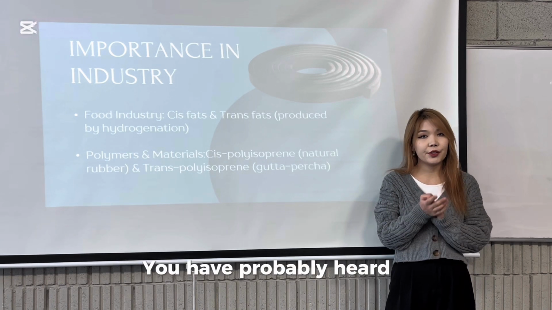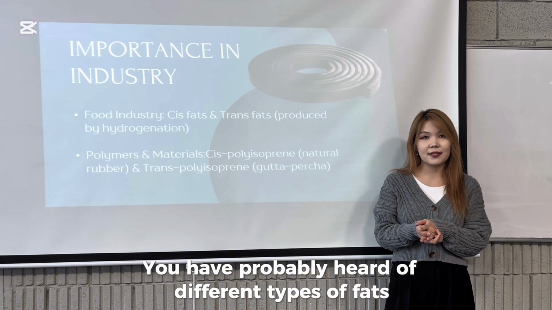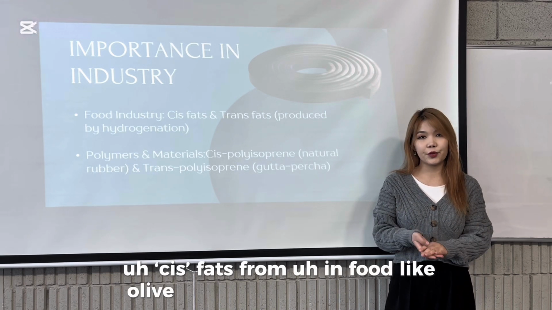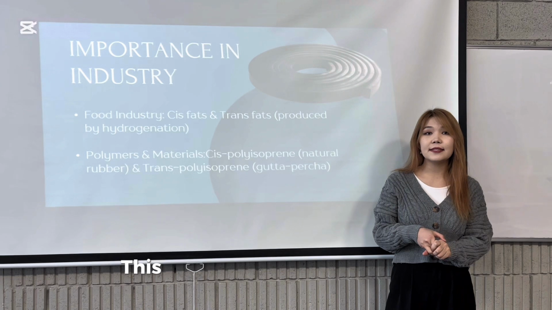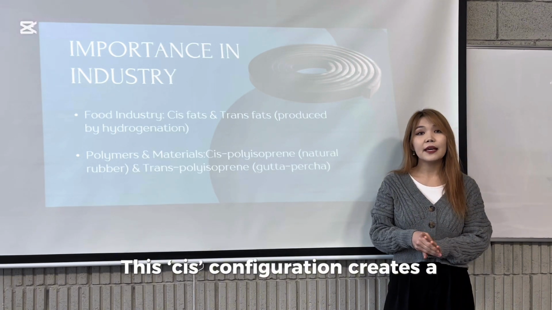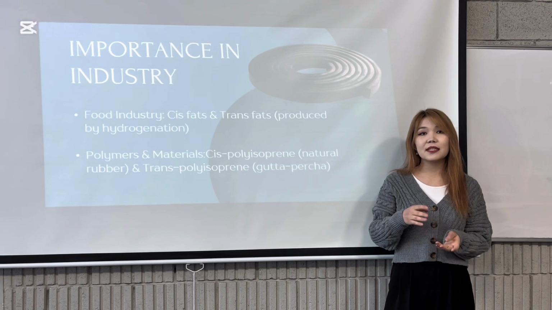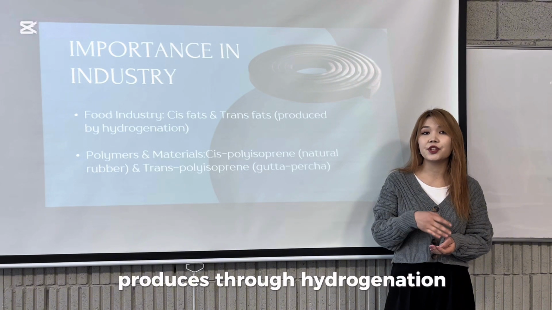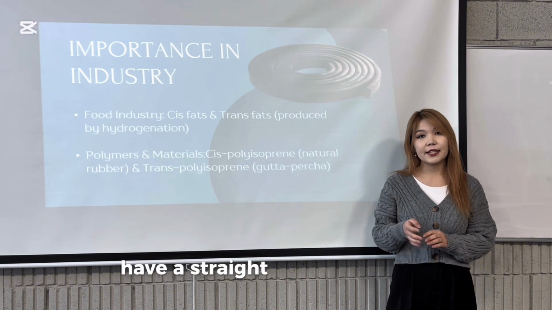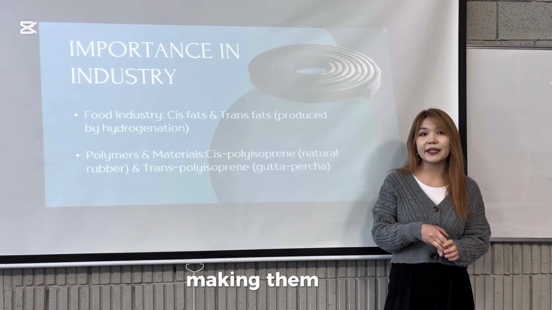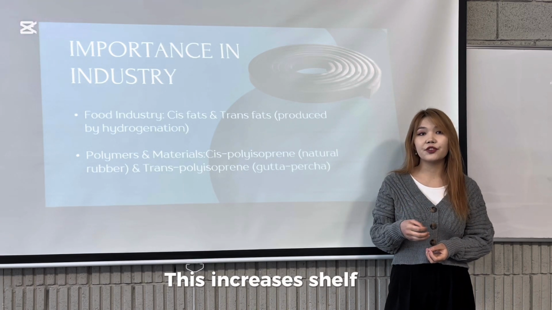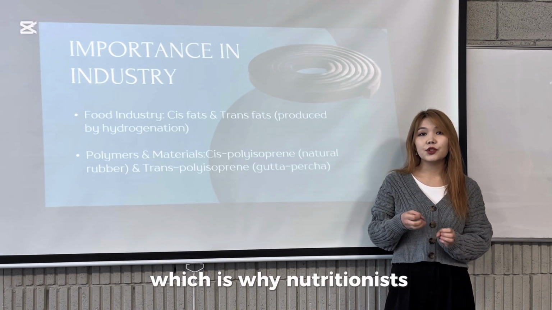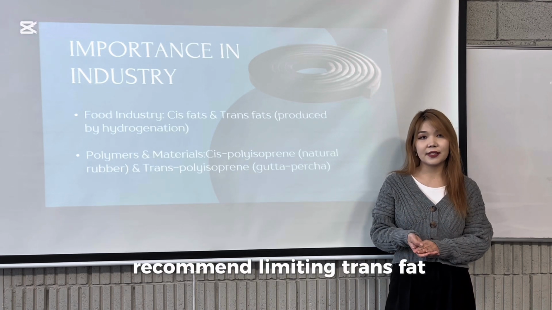You have probably heard of different types of fats. Cis fats found in food like olive oil are considered healthier. This cis configuration creates a bend in the fatty acid chain, keeping them liquid at room temperature. In contrast, trans fats produced through hydrogenation have straighter chains that pack tightly, making them solid. This increases shelf life but also raises health concerns, which is why nutritionists recommend limiting trans fat intake.